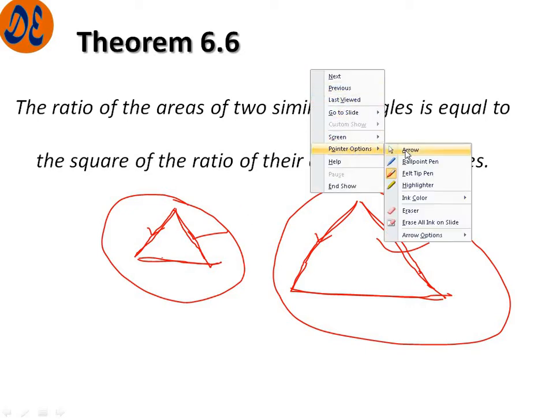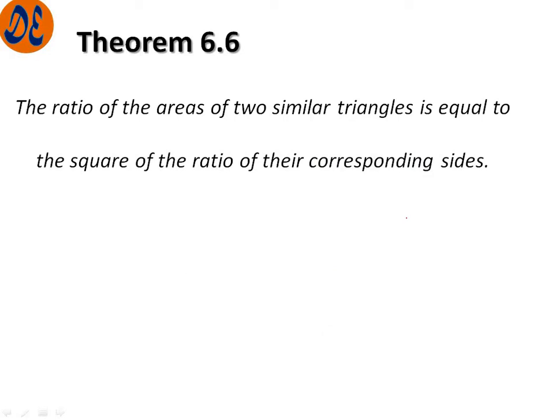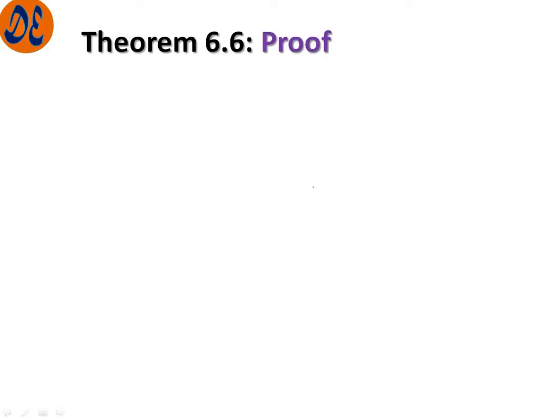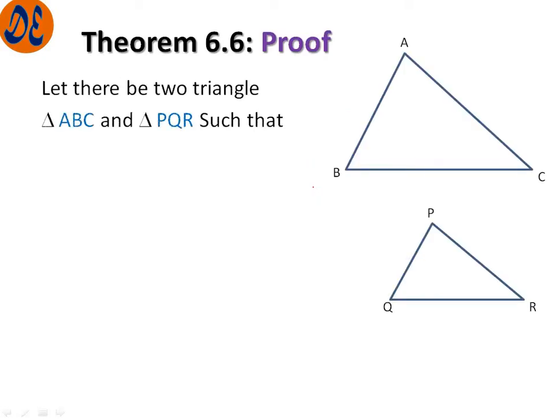So let us see how we will prove that. We will have to prove this theorem. So let there be two triangles ABC and PQR, such that ABC is similar to PQR. Now both are similar. That is given. We don't have to prove that.